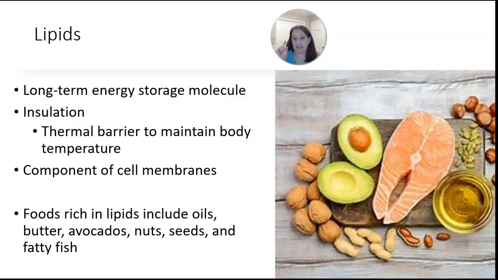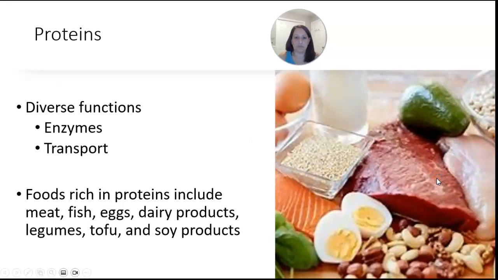Lipids are also great for insulation, so they create a thermal barrier to maintain body temperature. They're also components of cell membranes. Foods rich in lipids include oils and butters and avocados, nuts, seeds, and fatty fish. Again, this is just an overview. We're going to go into the specifics of each in the separate parts of the chapter.